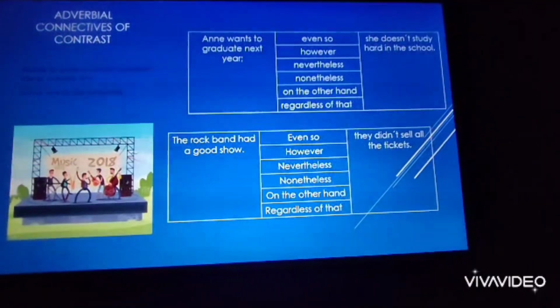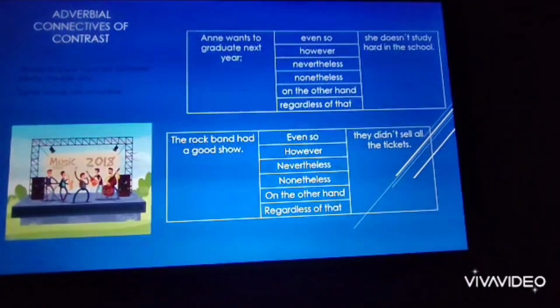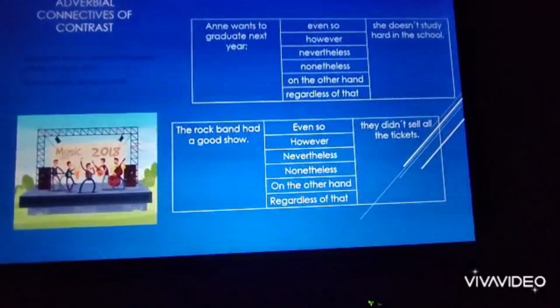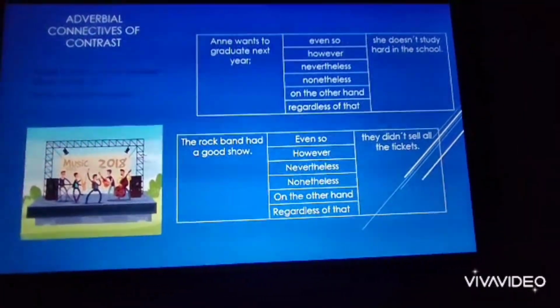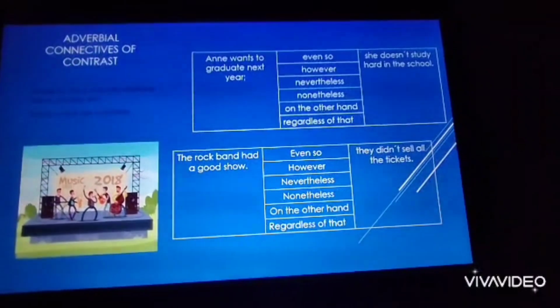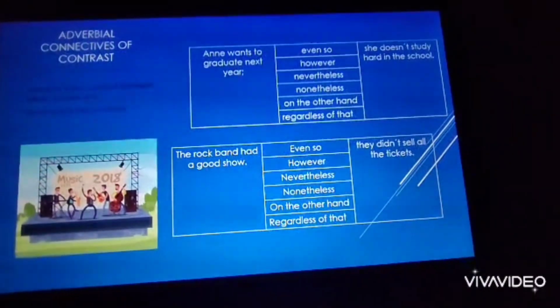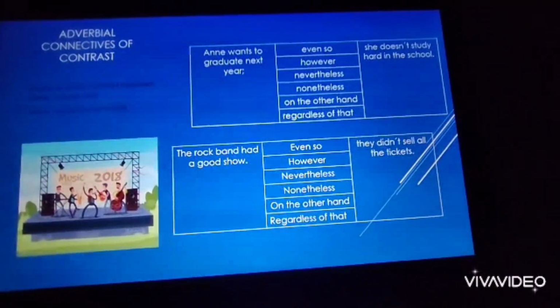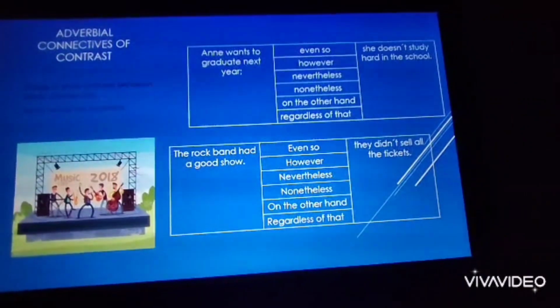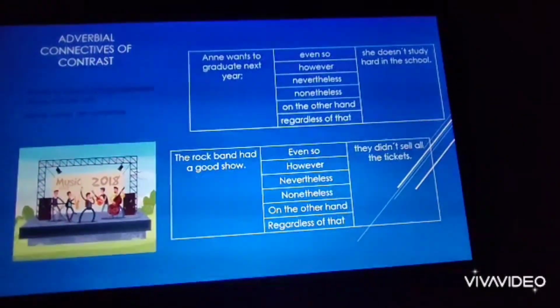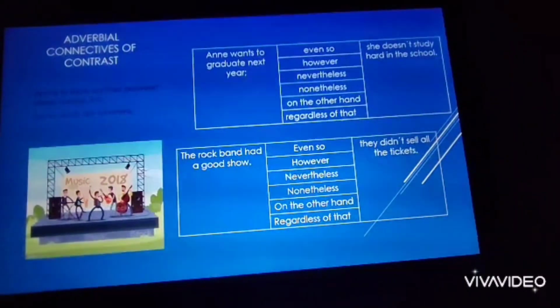Adverbial connectives of contrast. Words to show contrast between ideas, clauses, etc. Some words are synonyms, okay? And the words that have the same meaning of contrast are even so, however, nevertheless, nonetheless, on the other hand, and regardless of that.